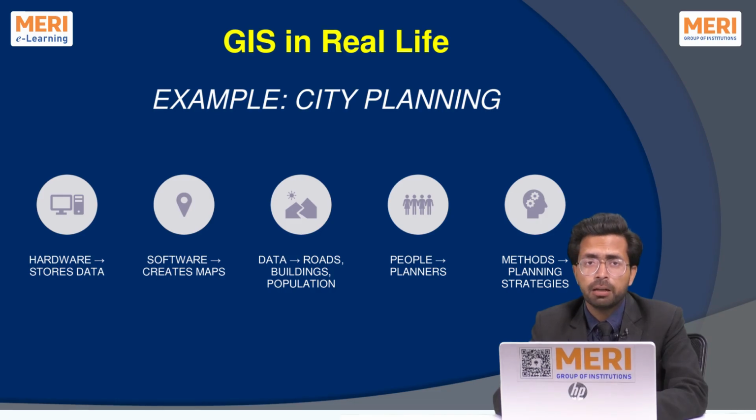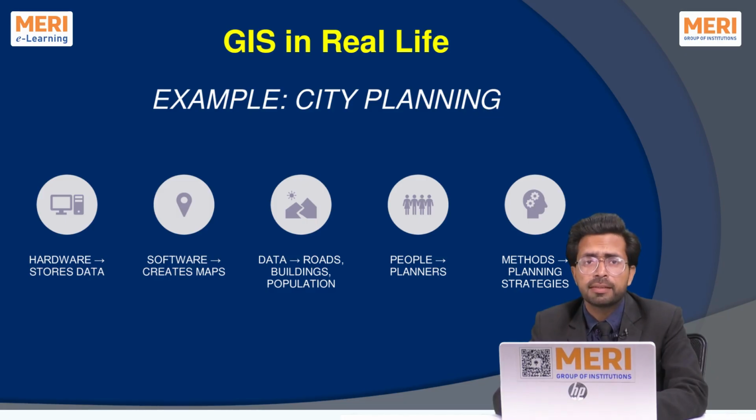Third, data plays the most crucial role. Different types of data are collected, including spatial data like maps of roads, rivers, and buildings, and attribute data such as population statistics, land ownership details, and environmental conditions. Accurate and updated data is essential for reliable decisions.